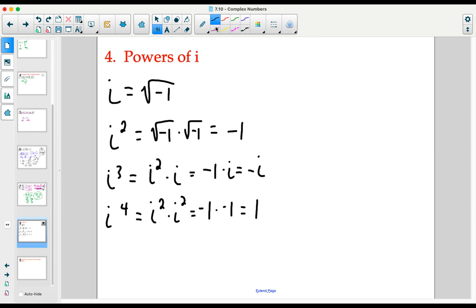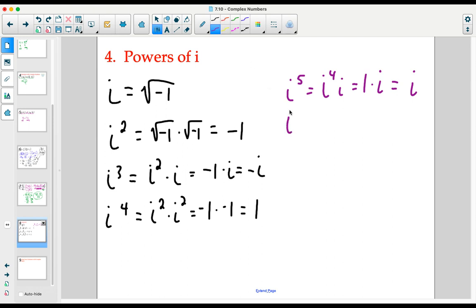So let's keep going, and we'll increase up to i to the fifth. Well, i to the fifth is just i to the fourth times i, so no need to go back to the square root of -1 in our explanation. i to the fourth we've established is 1. i is, of course, i. 1 times i is i.